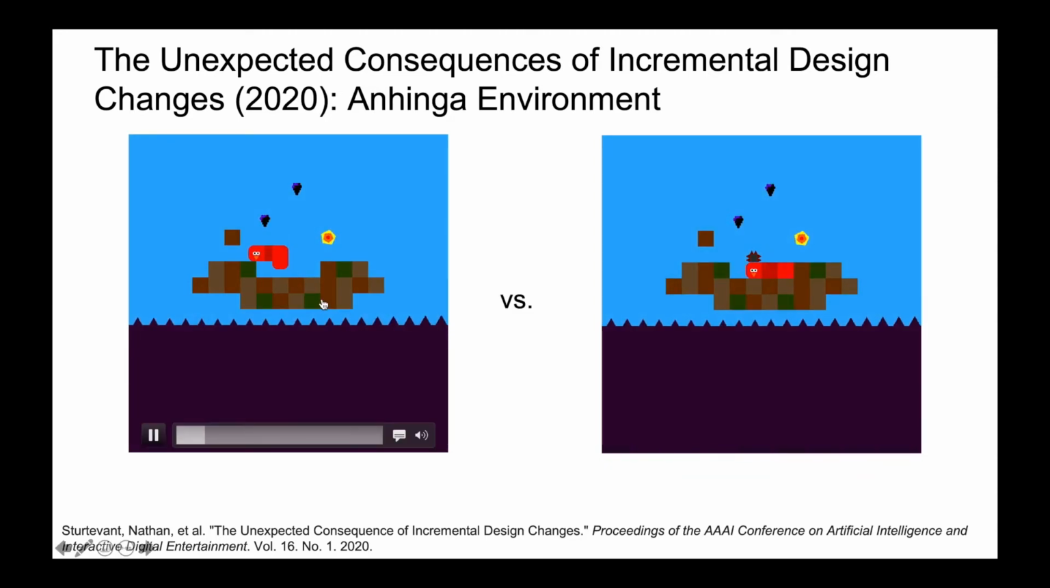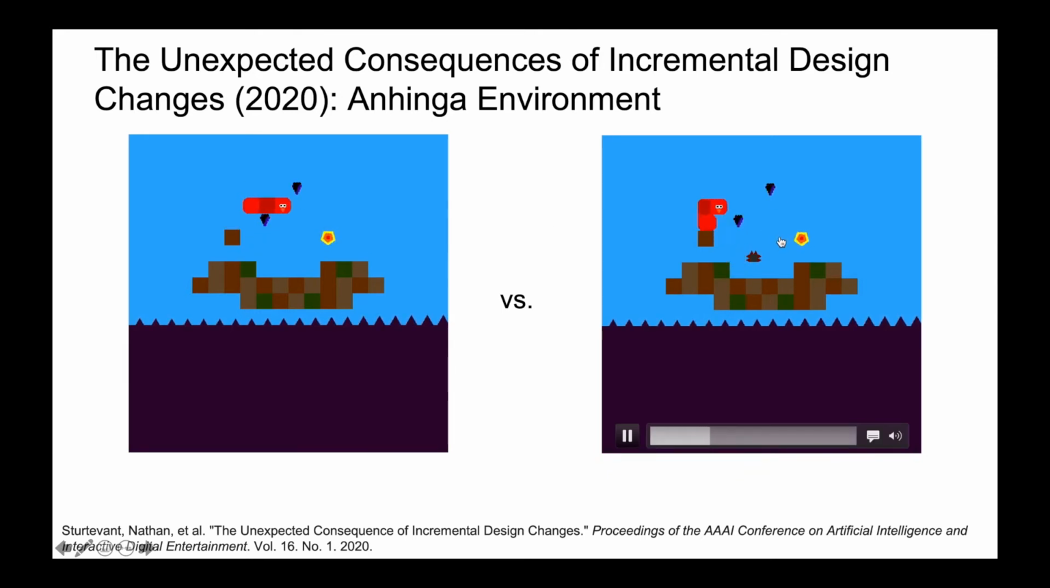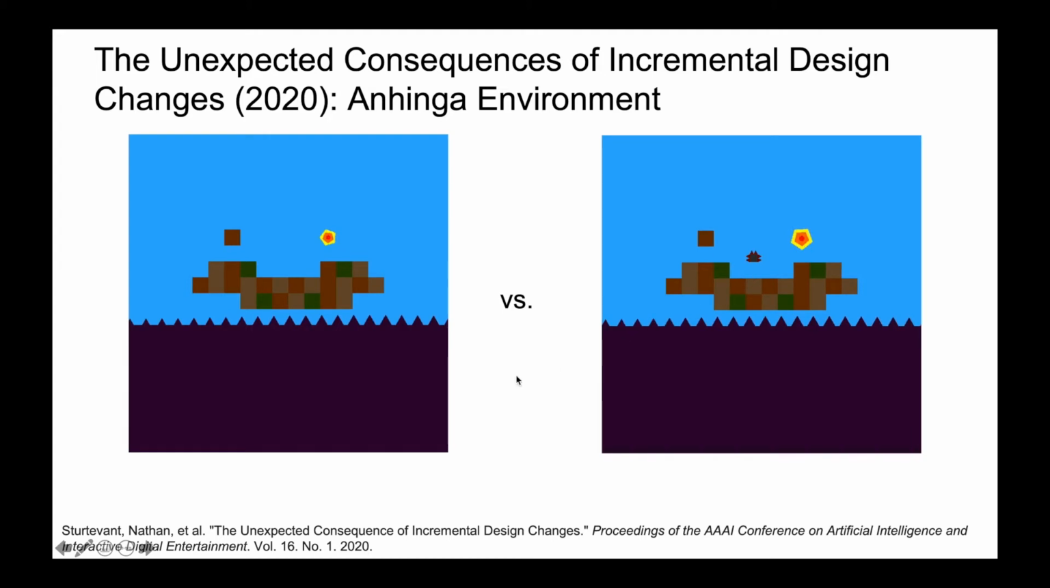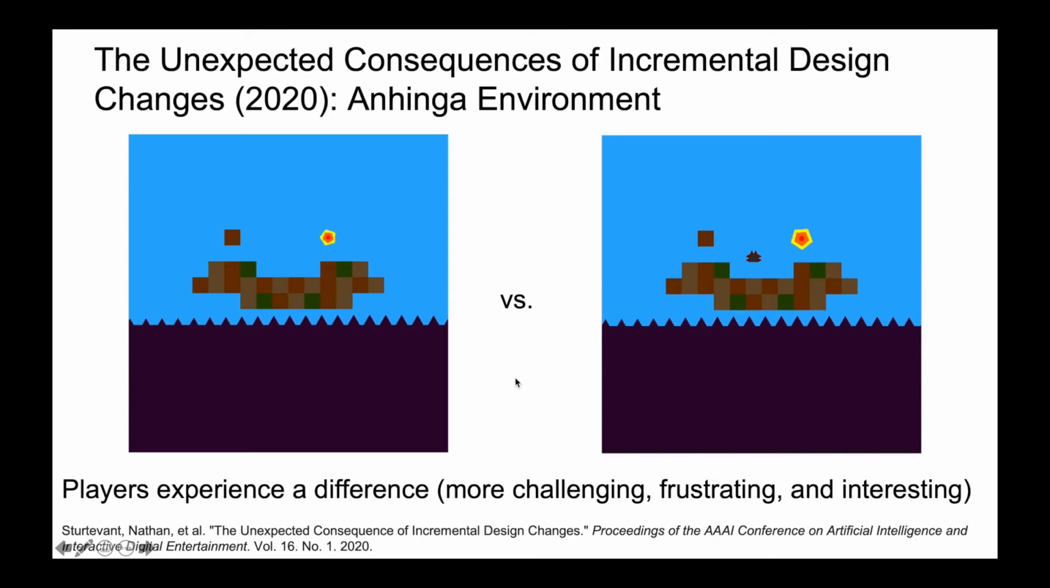You can see here on the left we have the actual level, and on the right we have the change. No difference yet, but here you have to be really careful about how you fall. And then here as well, a little bit careful about how you fall to ensure that you get to the exit. And that leads to an increase in the minimum solution length. And perceptively, there was a change. Players actually experienced a difference, significantly finding the levels to be more challenging, frustrating, and interesting when they were the one-change ePCG-produced levels.